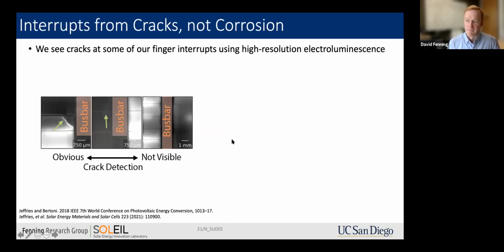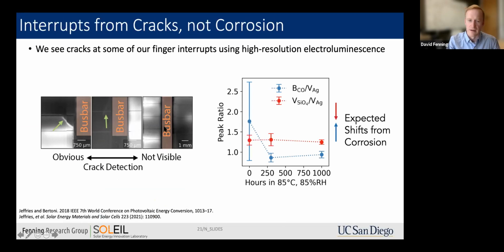In order to try and understand the mechanism by which these finger interrupts were occurring, we used high resolution electroluminescence and identified mechanical cracks at many of the locations where we saw finger interrupts, although not all. In order to try and further rule out corrosion mechanism, Arizona State and April Jeffries in particular performed some very nice Raman analysis of products of corrosion reactions, where over time we did not see this silicate peak decreasing, nor this product of reaction increasing in blue. So basically we had a null result, suggesting that in modern paste, corrosion is not a principal cause of these finger interrupts forming.